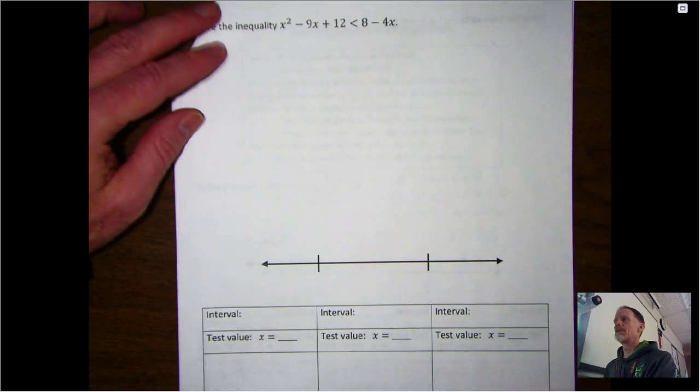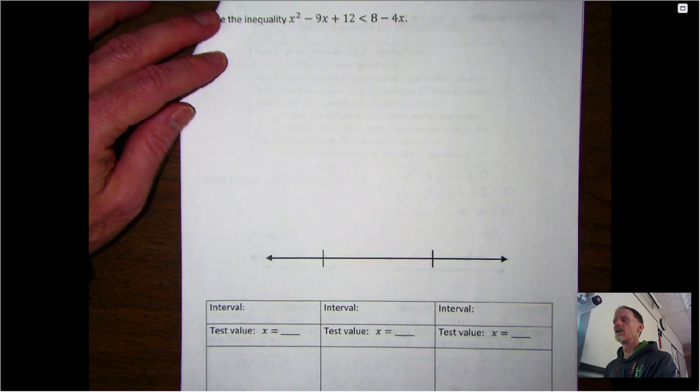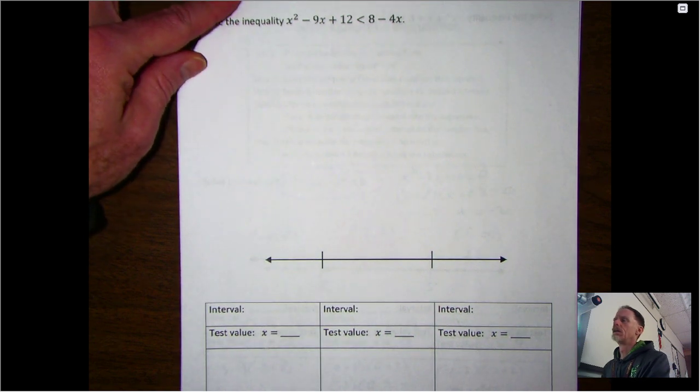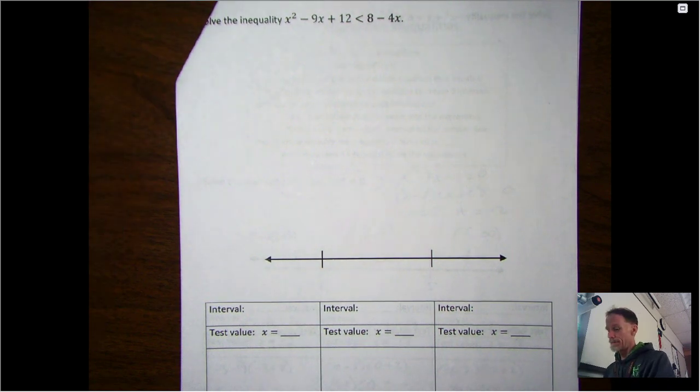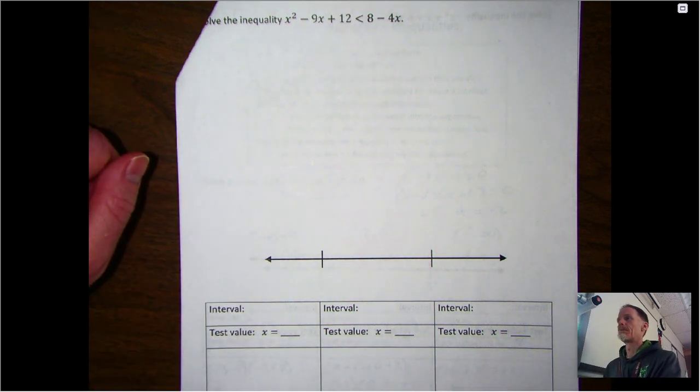So here's a third example. I'm going to ask you to pause the video and work through this on your own. The one thing to notice is, just like before, we have to have it equal to 0, or have everything on one side of the inequality. So make sure and do that first.